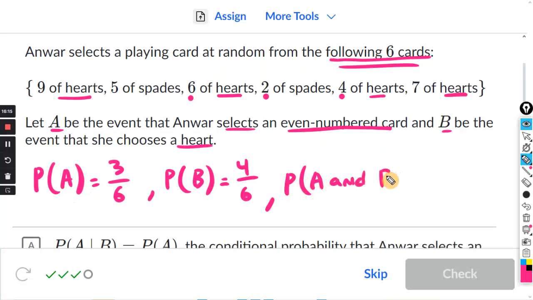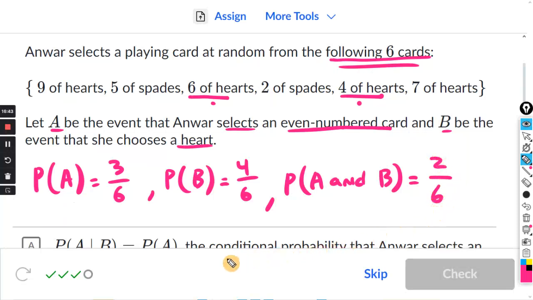Very good. And now the probability of A and B, or you can say the probability of both. It has to be both even and a heart. So for both, we have to look for both even and a heart. That's odd heart. That's not a heart. That's even heart. That's not a heart. That's even heart. That's not even. So it's going to be 2 out of 6.